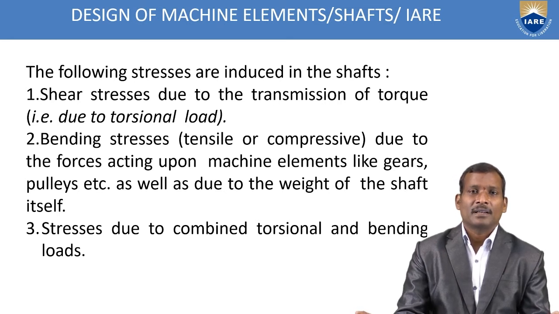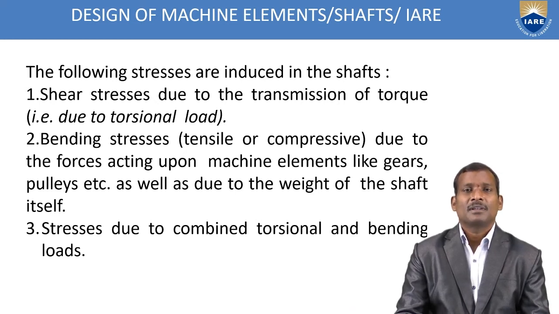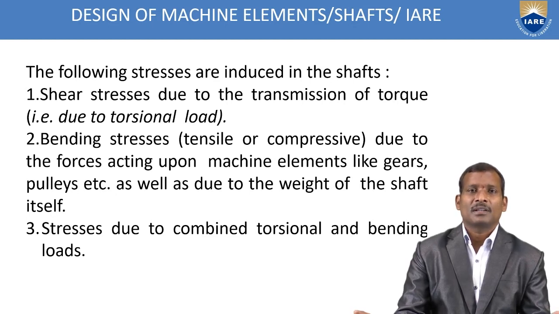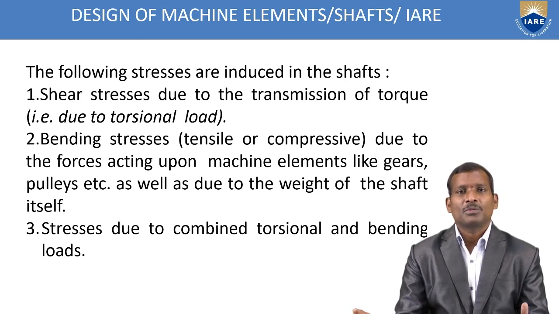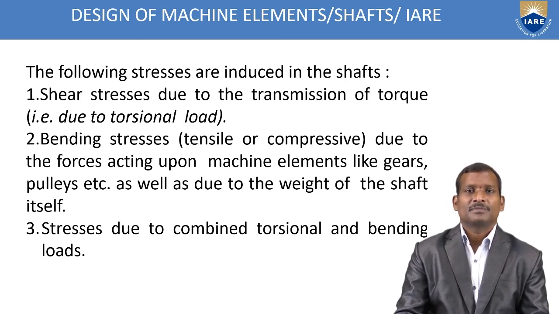Suppose a direct axial load is acting on the shaft, then which type of stress will be induced? Tensile stress or axial stress. You can calculate it by using empirical relations. Already derived relations are there: sigma is equal to force upon cross-sectional area. Similarly, compressive stress is compressive load by cross-sectional area.